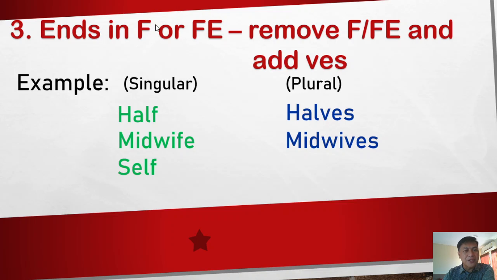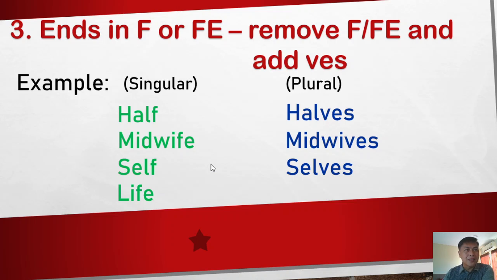Next is self. Again, the word ends with the letter f. So remove the f and add ves. That becomes selves. Self, selves.